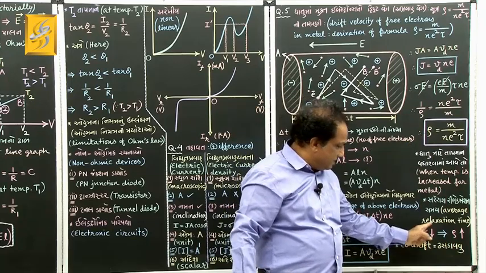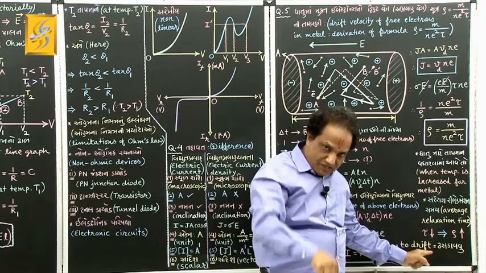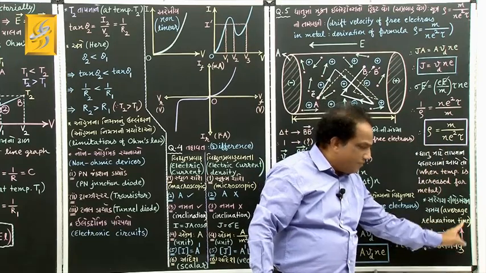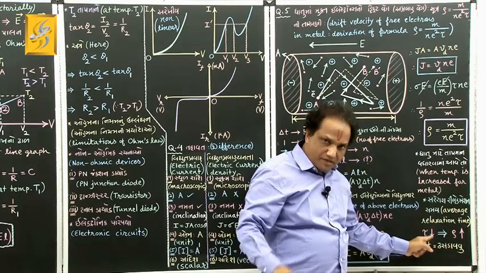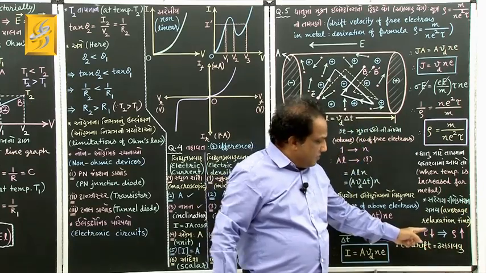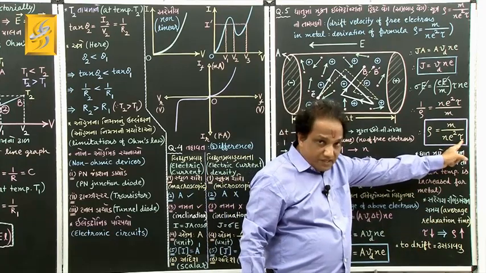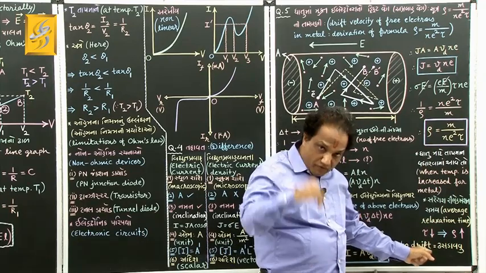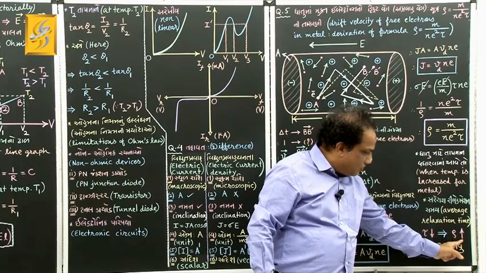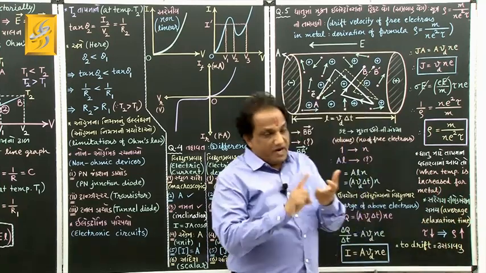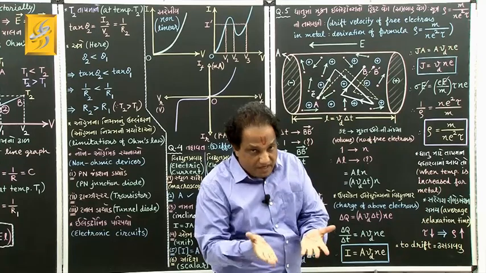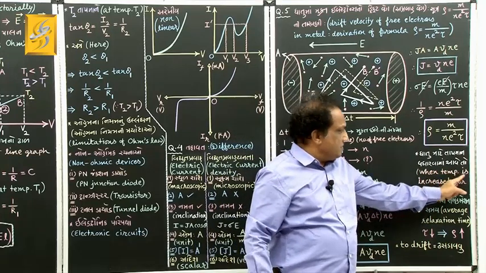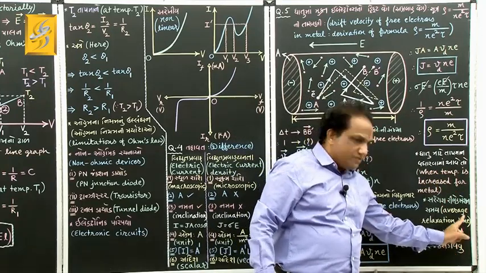I am writing here, tau decreases, so I am putting this arrow downwards, and rho increases, so I am putting this arrow upwards, okay. Look, when tau is decreasing, naturally rho will increase. So for metals, remember, when temperature is increased, resistivity increases. Got it?